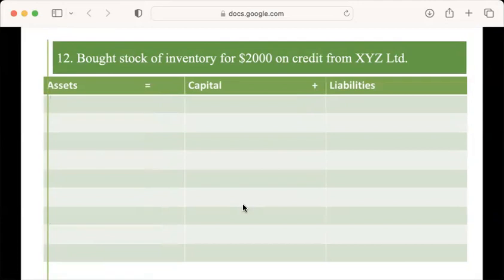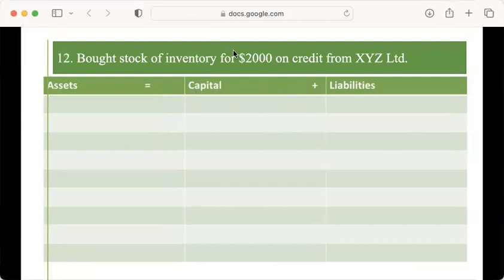Right, I'm sorry, it's my bad. It's not the last slide. I think we have another one or two more. Right, okay. Bought stock of inventory for $2,000 on credit from XYZ Limited. Right, now I'm sure this is easier to understand because we have already done that.